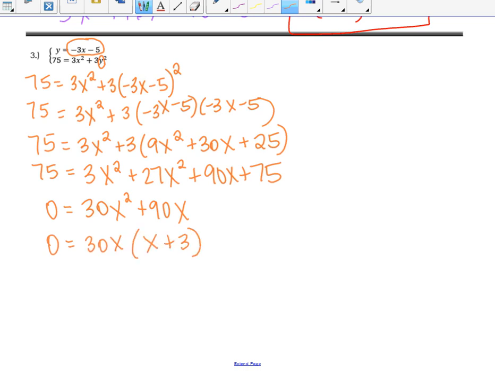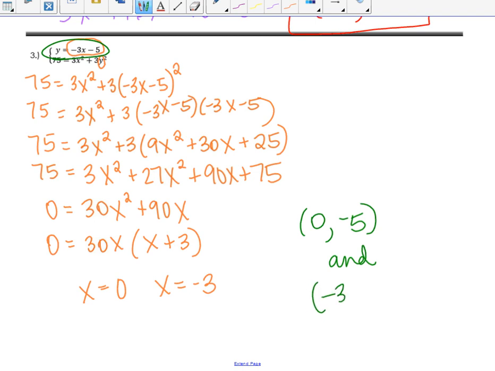So all of that work, and really this isn't a bad problem at all. X is going to be 0 from the 30x, and x is going to be negative 3 from the x plus 3. I'm going to go back up here and sub in to that top equation. If x is 0, negative 3 times 0 is 0, minus 5 is negative 5, so that's one of our answers. And our other answer, if x is negative 3, negative 3 times negative 3 is 9, 9 minus 5 is 4. Two answers there.